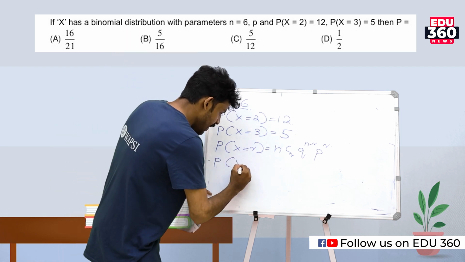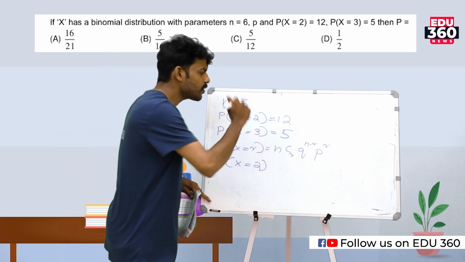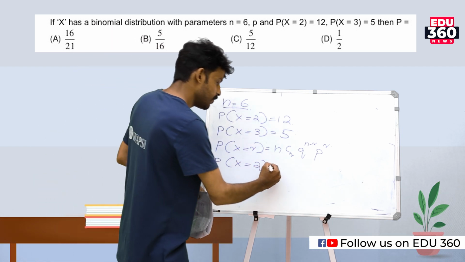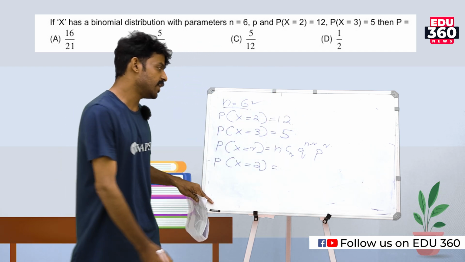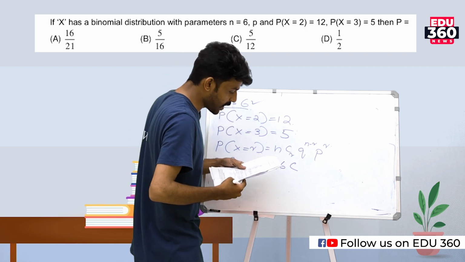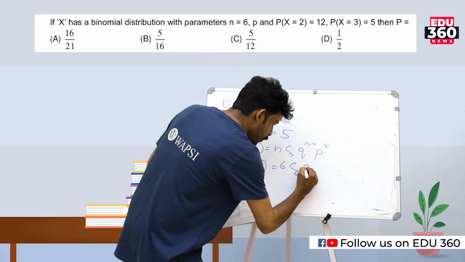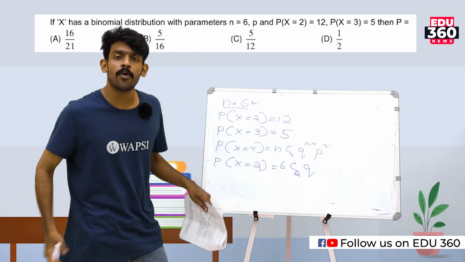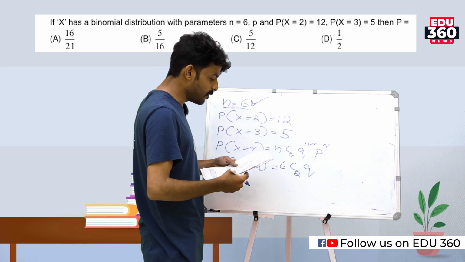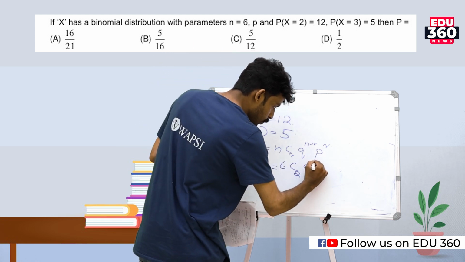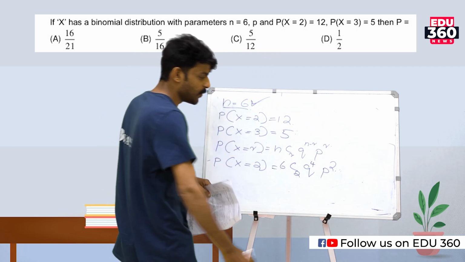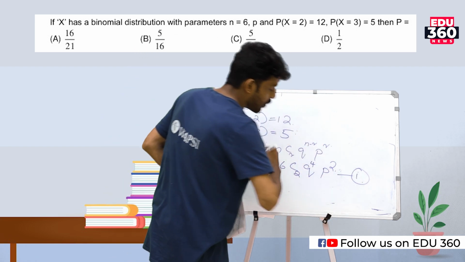So we consider the first one, P of X is equal to 2, and the value is given as 12. The value of n is already given in this question. So it means 6C, what is the value of r? r is equal to 2. So we can write 6C2 into q raised to n minus r, that is 6 minus 2, the value is 4. So it will become q raised to 4 into p raised to r, that means p square.